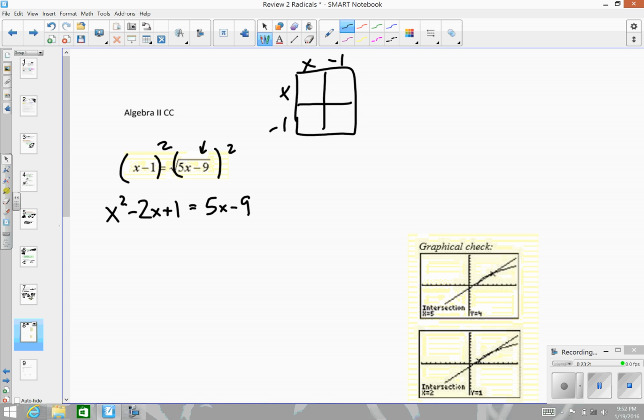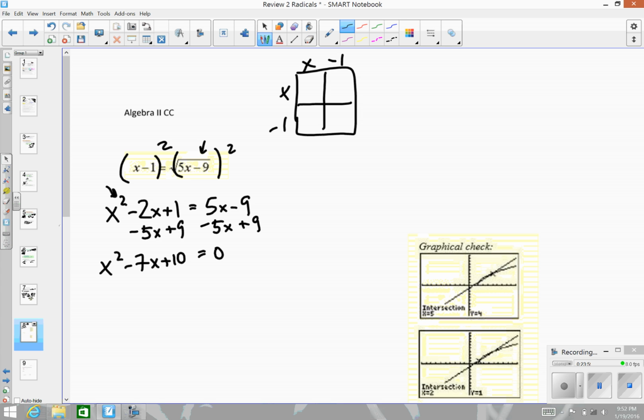Now, I have a quadratic equation here. I know that because I have this squared here. My highest power is 2. It's quadratic. And to solve a quadratic, I need to move everything to one side. So I'm going to subtract the 5x, add the 9, and then see if I can solve this thing either by using the quadratic formula or by factoring.